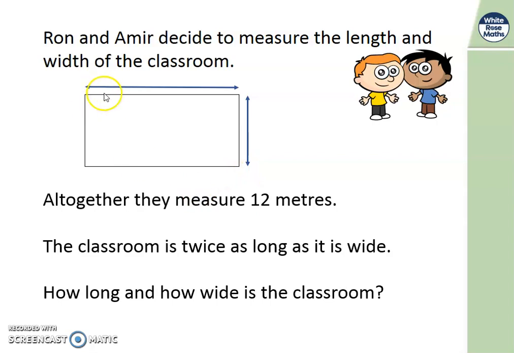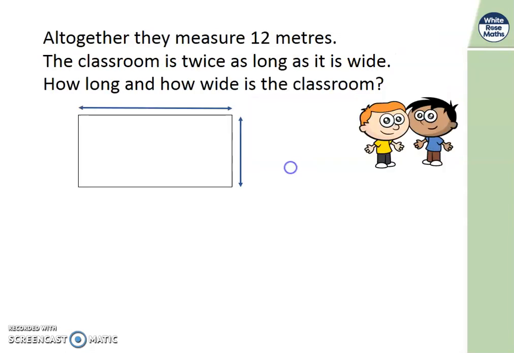How long and how wide is the classroom? Pause the video and have a think how you could work that out. Let's have a look together. So altogether they measure 12, this side and this side. And this side is twice as long as this side.